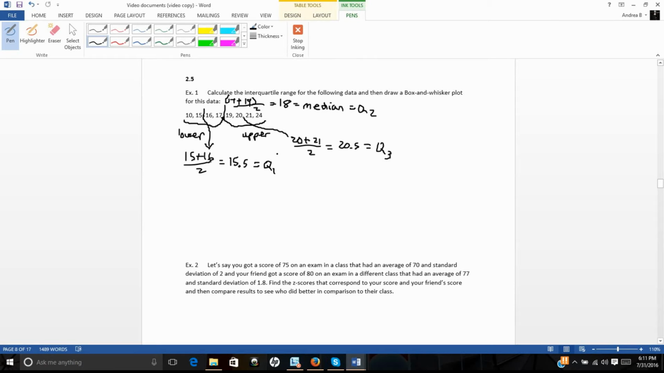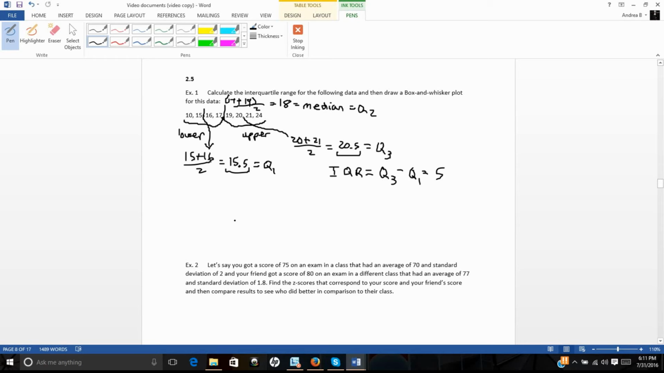So here, in this case, to figure out your interquartile range, we abbreviate as IQR, instead of having to write out interquartile range every time. And to calculate that, we just do our Q3 minus Q1. That's why we needed to find those values first. So remember, Q3 was the 20.5. Q1 was 15.5. So in this case, we'd end up with 5 if we subtract the 15.5 from the 20.5. So that'd be for the interquartile range.